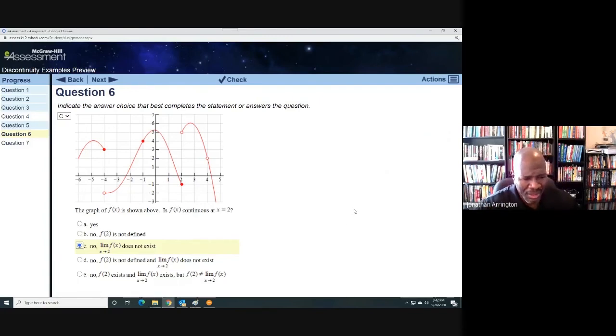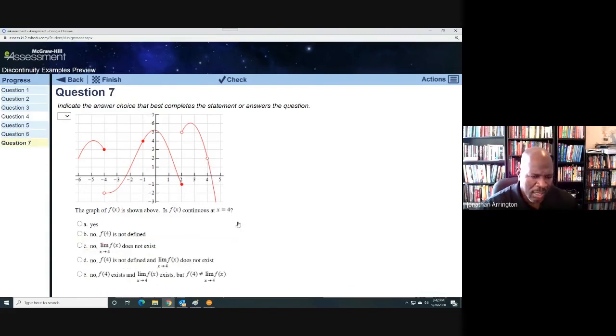And I want to go through the rest of the answer choices just so you're familiar with what's going to be asked on this question, because I'm not going to look at all scenarios on this review. So D is saying f of 2 is not defined and the limit doesn't exist. These two are just for f of 2 not being defined or just the limit not existing. This one is for if f of 2 is not defined and the limit does not exist. And this one, E, is saying f of 2 exists and the limit exists, but they're not equal. So those are what all the answer choices say. Let's look at our last example.